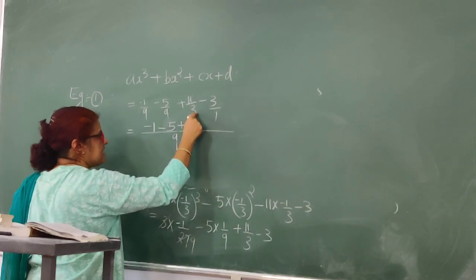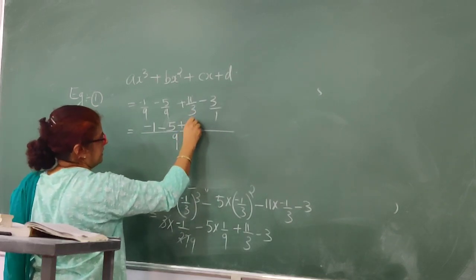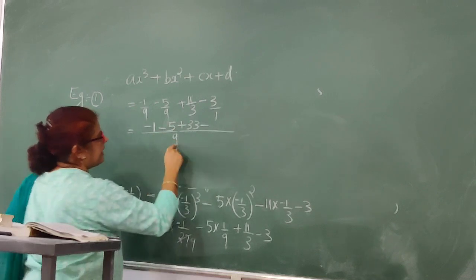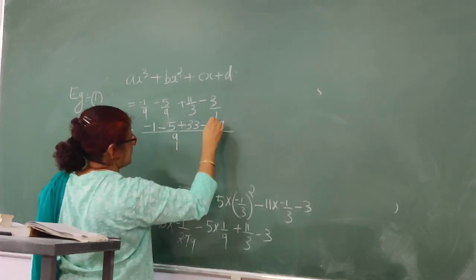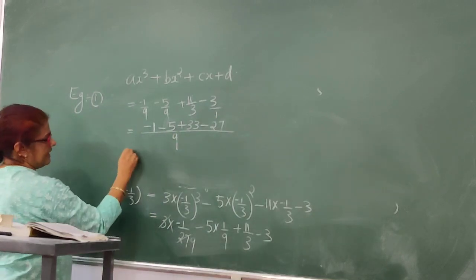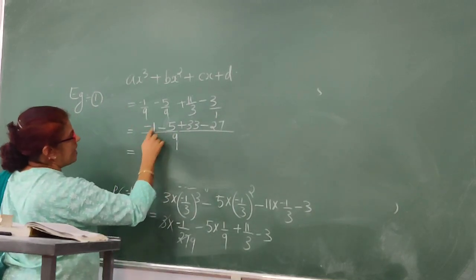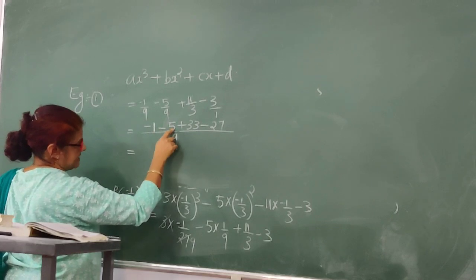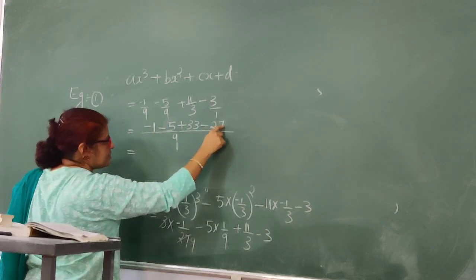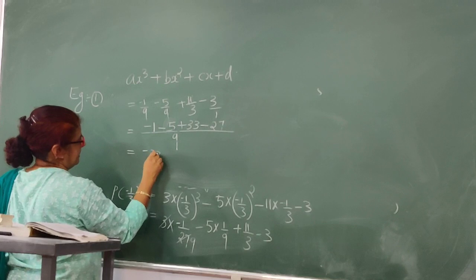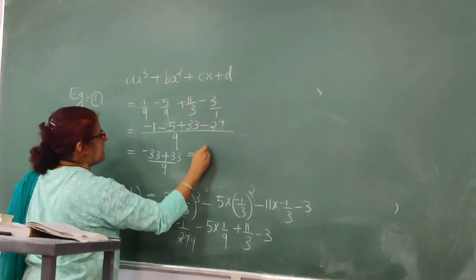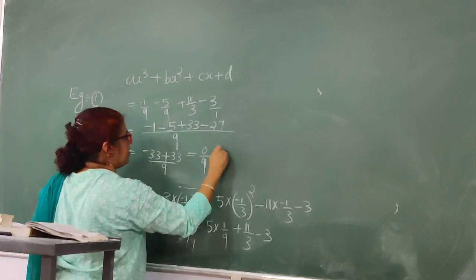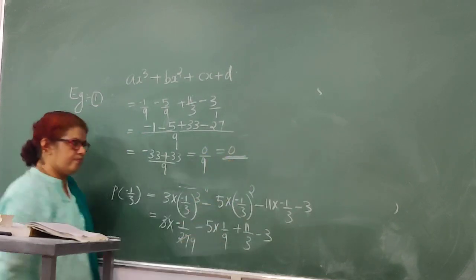9 divided by 3 is 3. 3 into 11, 33. Minus 9 divided by 1 is 9. 9 into 3 is 27. We get it like this. Then minus 1 minus 5 minus 6. Minus 6 minus 27 is minus 33. Plus 33 by 9. We get it as 0 by 9, which is equal to 0.